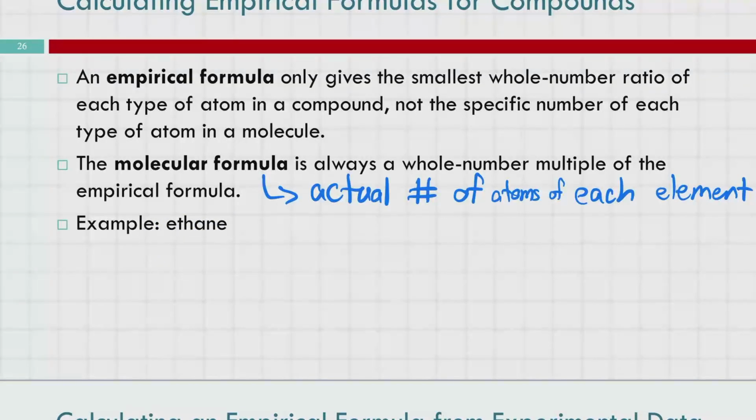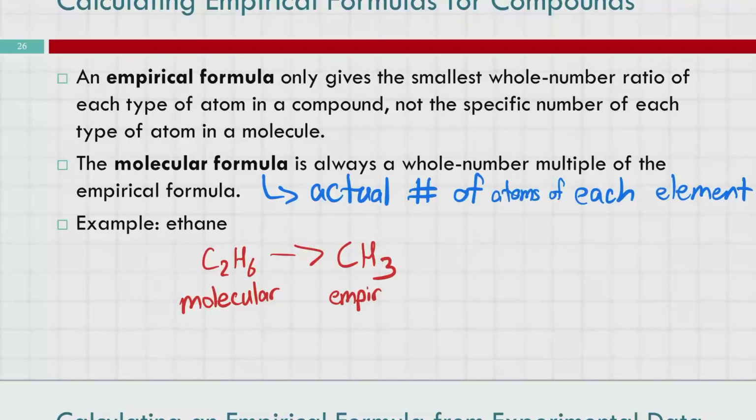An example for this would also be ethane, which is C2H6. We can divide both of those by 2, and that would turn into CH3. C2H6 would be our molecular formula. That's the actual number of carbons and hydrogens. And the empirical formula would be the simplified version, which is this CH3. We divided both of the subscripts by 2. So the 2 went away, the 6 turned into a 3.